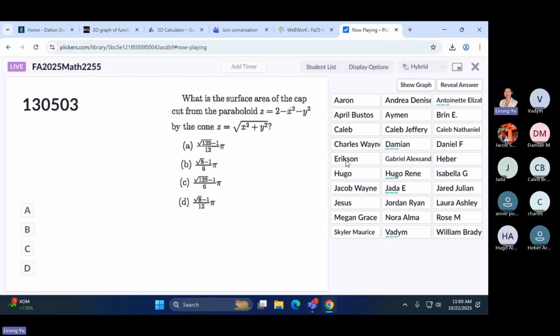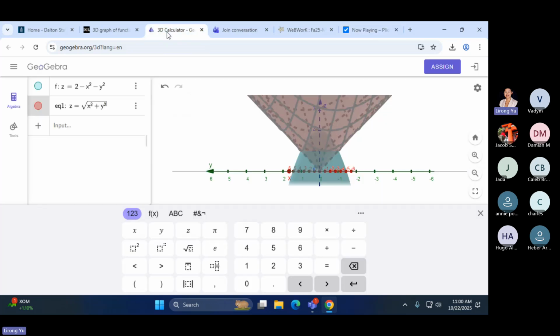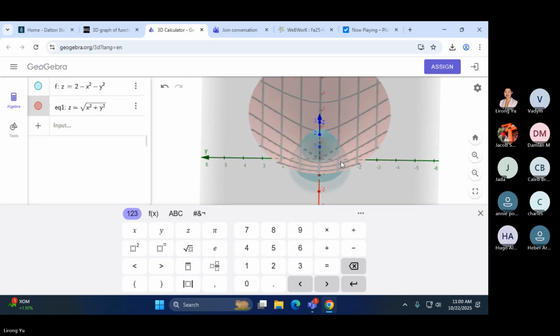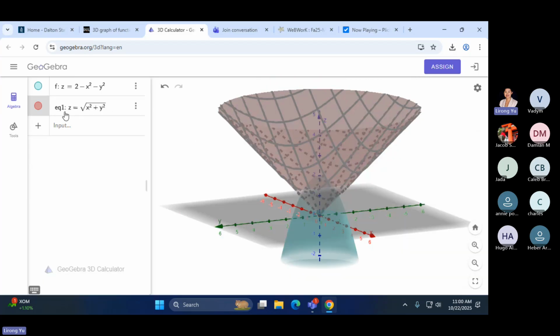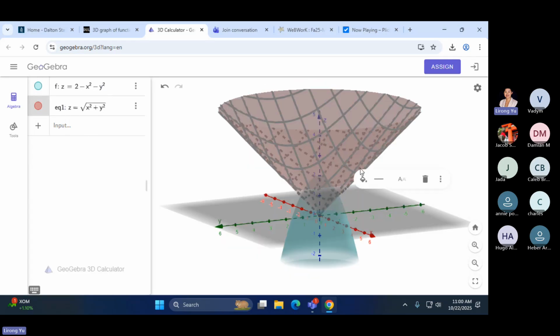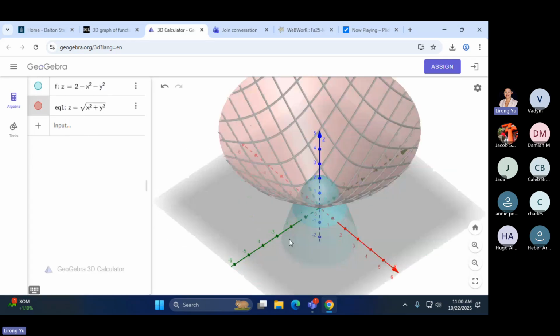Alright, good morning. This is today's attendance question. We are calculating a surface area. I'm trying to graph the two so we have a visualization of what's going on. But this is a little weird. I don't know why it's changing to an equation instead of functions. But both of them are two variable functions.